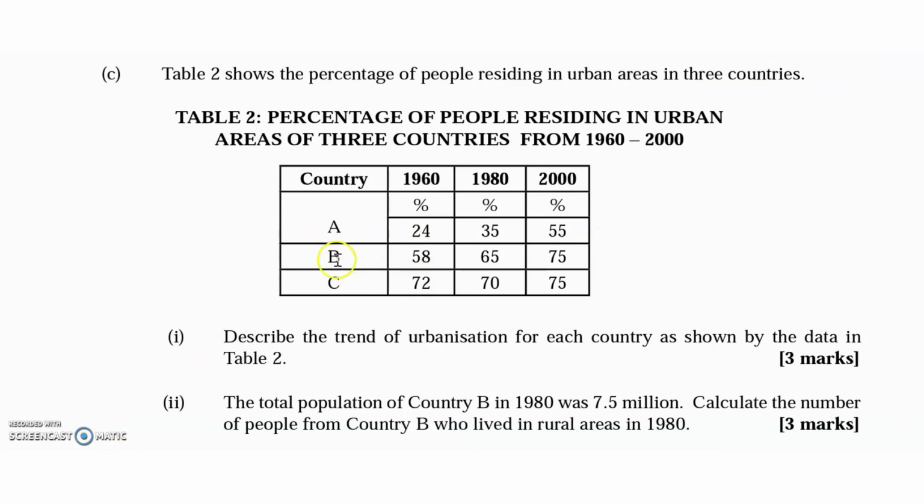All right, so for country B, in the year 1980, the percentage of persons living in urban areas was 65. That means 35 was actually living in rural areas. So technically, if the total population is 7.5 million, the amount of persons living in rural areas will be 35% multiplied by 7.5 million people. That would essentially be 2,625,000 people. Or in other words, 2.625 million people.